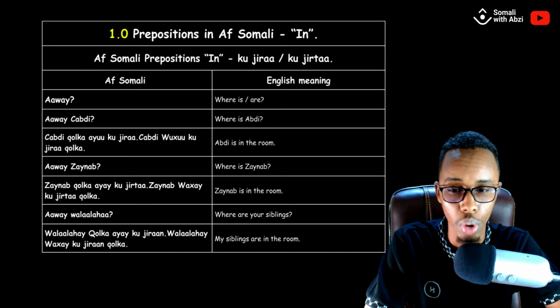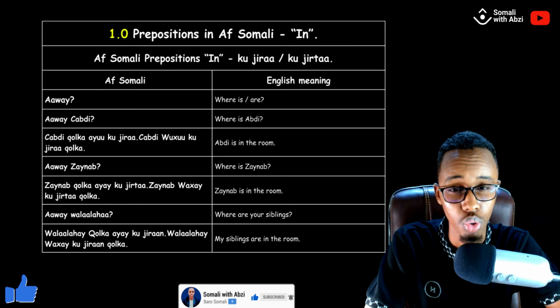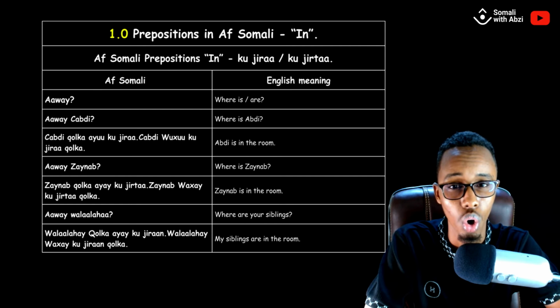So we can say it in two ways, qolka ayuu ku jiraa or wuxuu ku jiraa qolka. Both ways, I recommend you skip the noun because the noun is already in the question. You see, away Abdi. So you don't need to say Abdi again. Just say qolka ayuu ku jiraa or wuxuu ku jiraa qolka. Which way is useful? The first way is very useful. You can also say just qolka without saying ku jiraa.